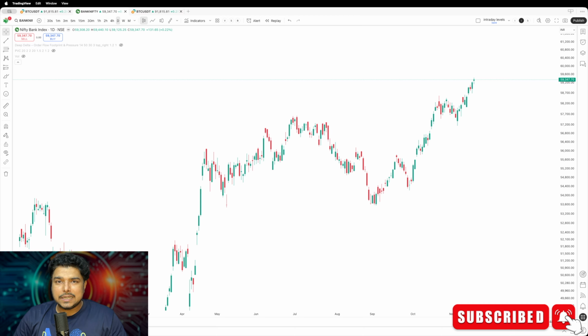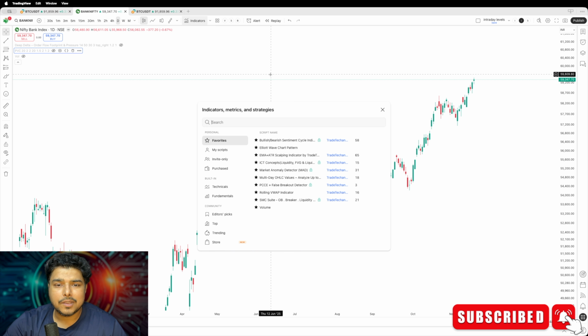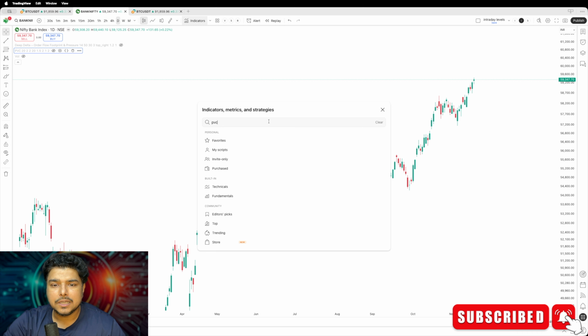I have created an indicator which is the Price Volume Correlation indicator, which I call PVC. Along with that, I have introduced liquidity sweeps and previous day values, which is OHLC, open high low close. So let's talk about the indicator. This is the indicator. If you type simply PVC, you will see one by Price Volume Correlation Strength by TradeTech Analysis.